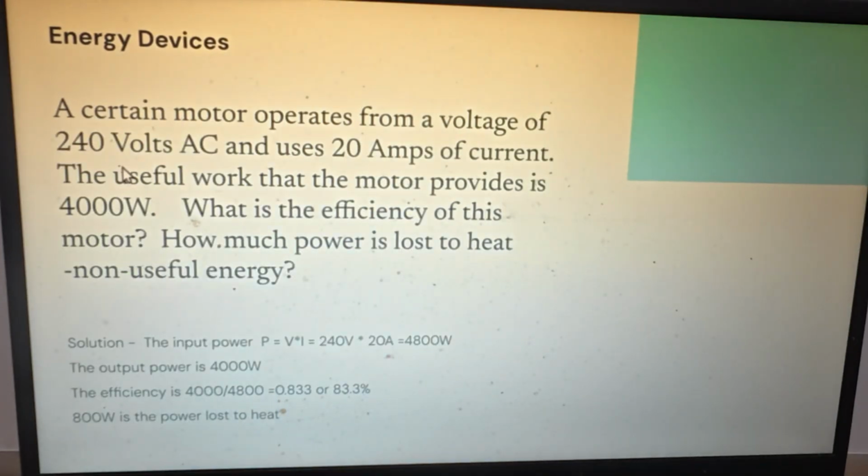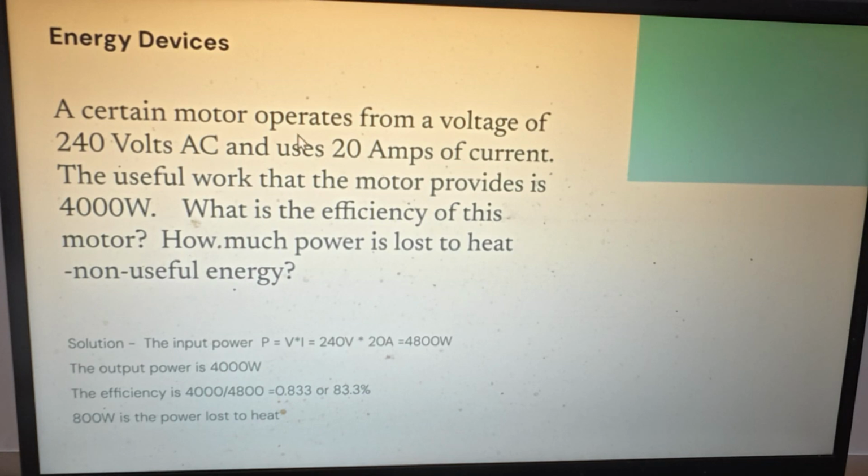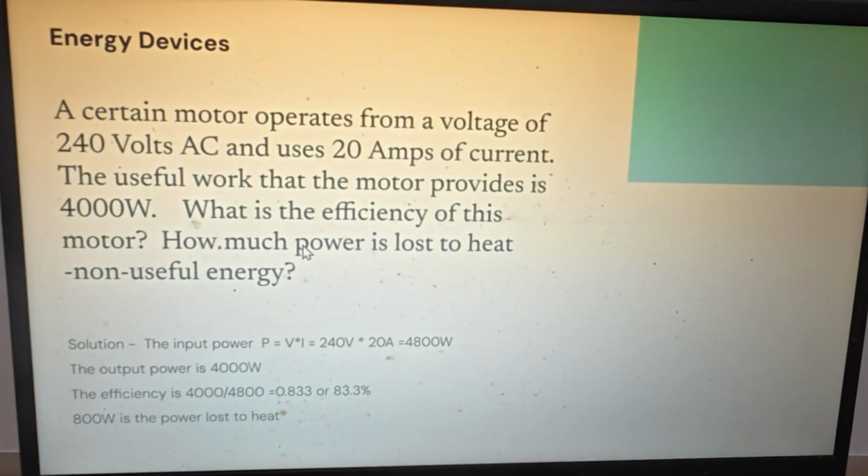Now let's look at another sample problem. A certain motor operates from a voltage of 240 volts AC and uses 20 amps of current. The useful work that the motor provides is 4,000 watts. What is the efficiency of this motor? How much power is lost to heat, which is non-useful energy?